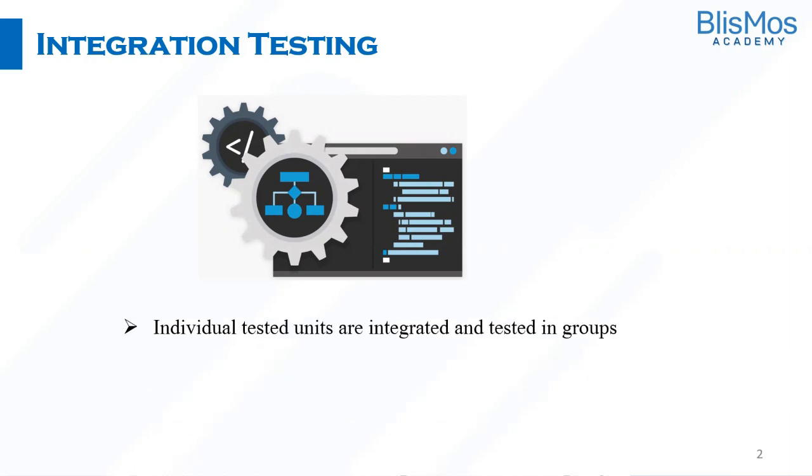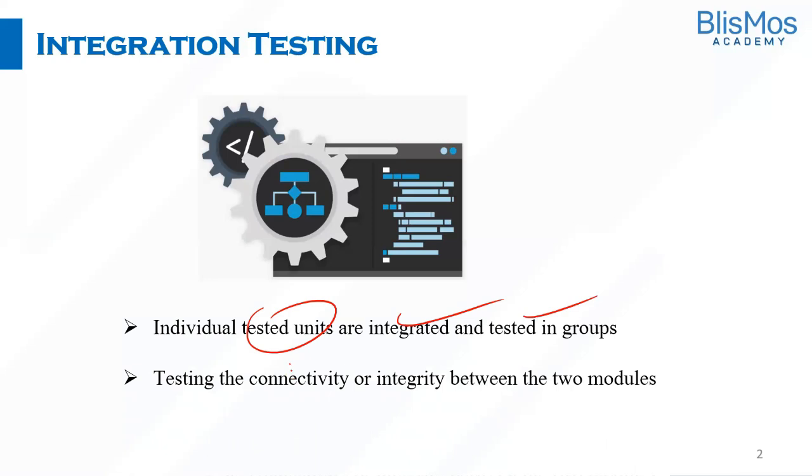As a part of integration testing, we'll bring together the different components which are tested in isolation and see whether they're talking to each other in a manner in which the final outcome is as per the requirements. Here, individual test units are integrated and tested in groups. We emphasize testing the connectivity or integrity between the two modules.